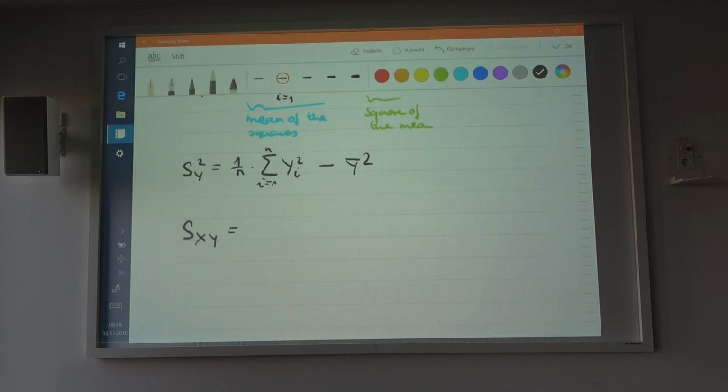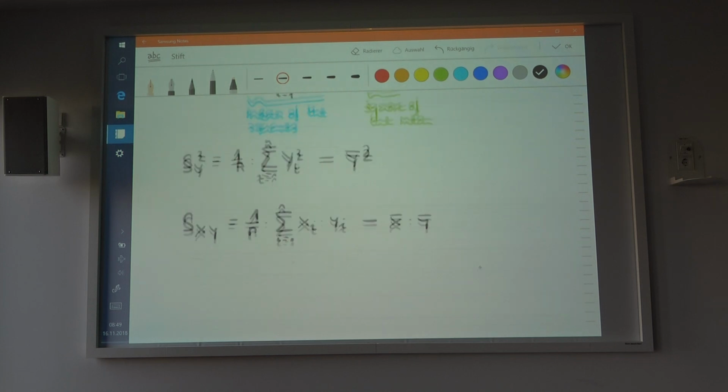So basically, what you do here is the mean of the products minus the product of the means. Here you have 1 over n times the sum of the products x_i times y_i, for i equal to 1 to n, minus the product of the means. This is going to be the empirical covariance. I think that this is supposed to be clear, right?